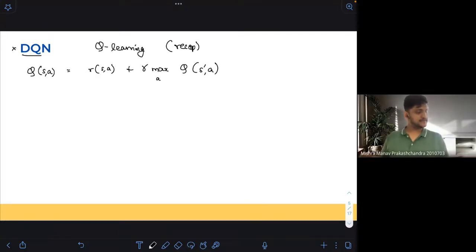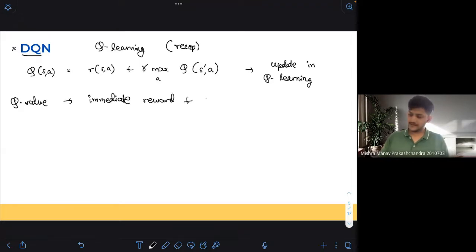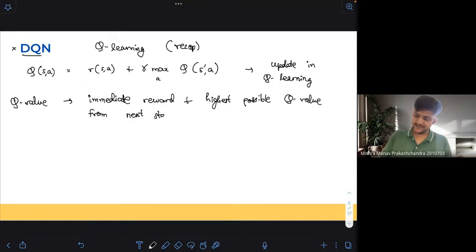Okay, sure. So this is the update in Q learning. Your Q value essentially is your immediate reward plus the highest possible Q value from the next state. This is the basic idea of Q learning, because you are trying to solve the optimal Bellman equation in Q learning.